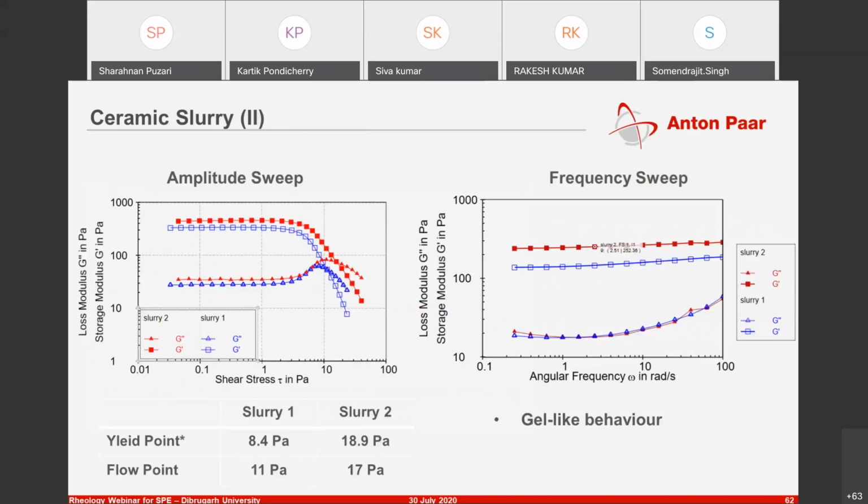The amplitude sweeps show that there is a difference in the G prime values and G double prime values, but not that significant actually. But one thing where you can quantify this is the flow point, wherein you have almost 50 to 60% increase in the flow point. That means in order to make the slurries flow, you would need much higher force or stress in case of slurry 2 as compared to slurry 1.